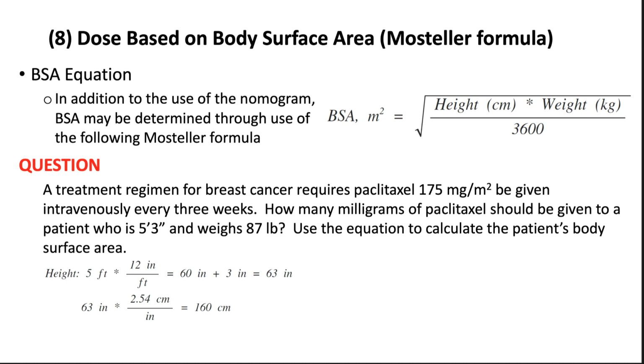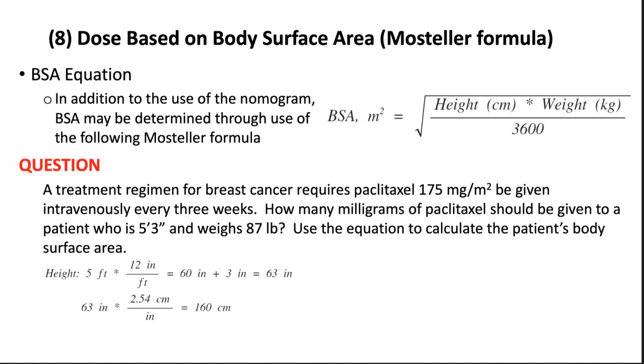Let's take 5 feet times 12 inches per foot. So my units of feet cancel. So 5 times 12 is 60, and my units are inches. So the 5 feet of my height means I have 60 inches. But this patient is 5'3", so we'll take the 60 inches plus the 3 additional inches, meaning this patient's total height in inches was 63.